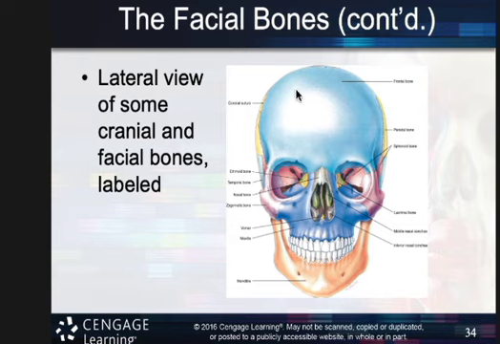Okay, frontal bone, the forehead, temporal bone back here. Okay, and then mandible down here. Again, the only movable bone of the skull.